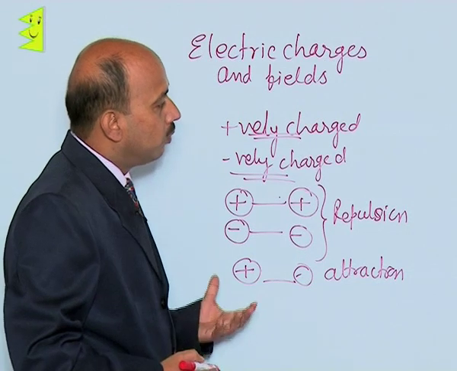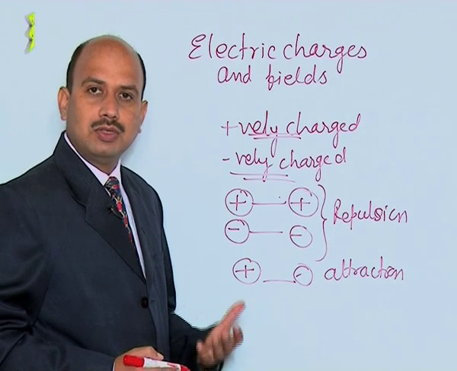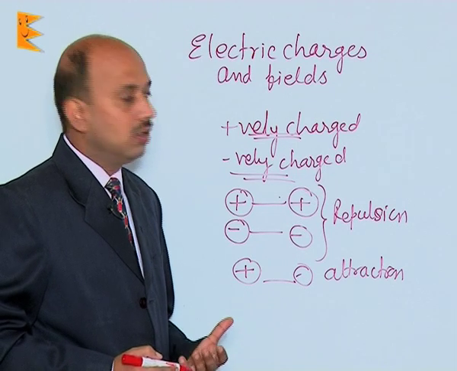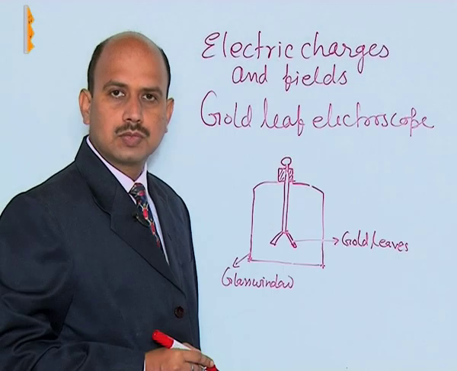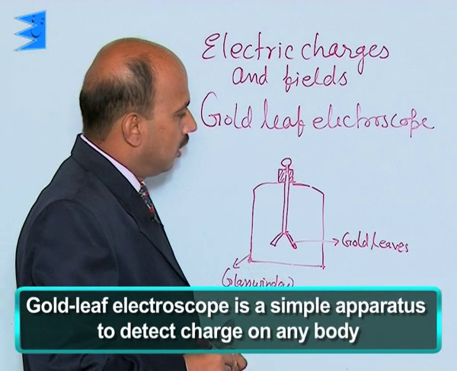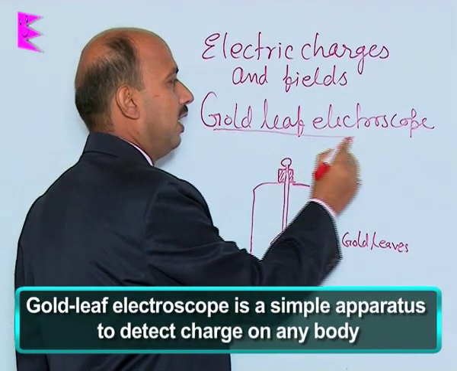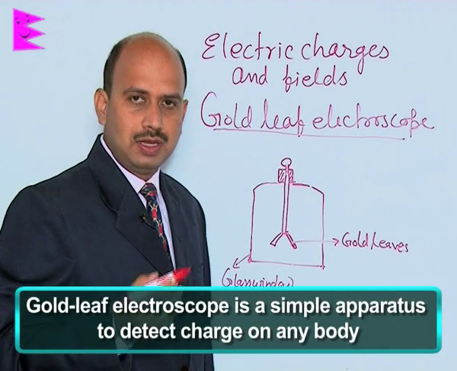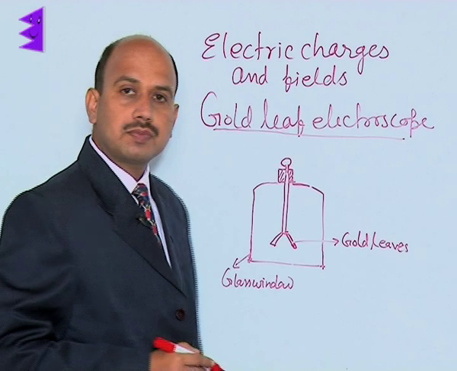Now, we can also measure the magnitude of the charges by using an experiment called the gold leaf experiment, or gold leaf electroscope. See how we measure the magnitude of the charges. The first one here is the gold leaf electroscope, which is available in the laboratories, where you can measure this.